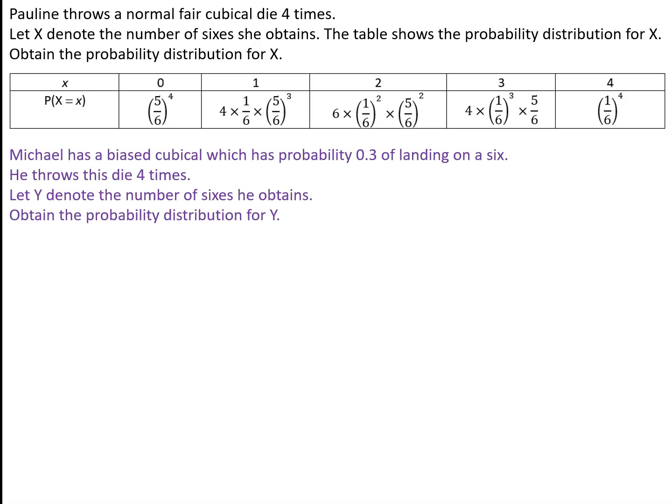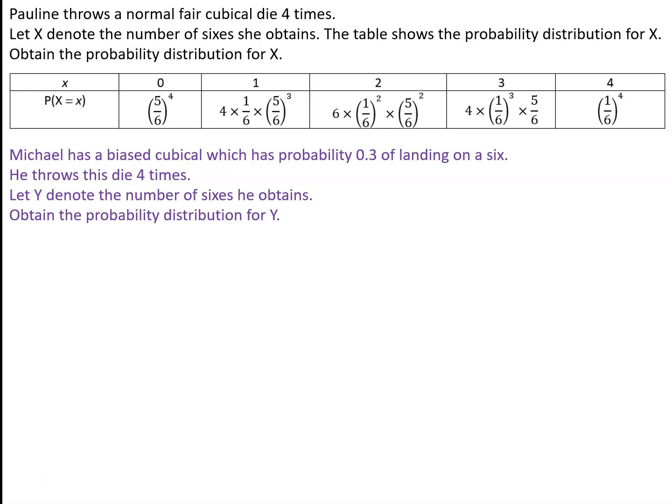What about this problem though? Michael's got a biased cubical dice which has probability 0.3 of landing on a 6. He throws the dice 4 times, let y denote the number of 6's he obtains, obtain the probability distribution for y. Well, the only thing that's going to change here is the probability of getting a 6 is now 0.3. So that's the probability of getting a success, if you like. And the probability of not getting a 6 is now 0.7 rather than being 5/6.